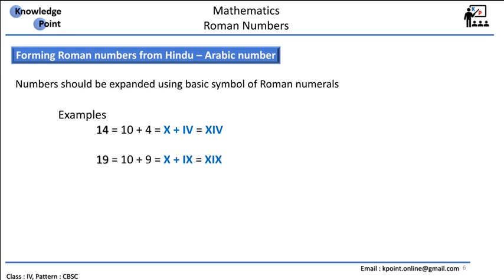19 can be split as 10 plus 9. For 10 we are using the symbol X, plus for 9 we are using the symbol IX. So all together it's combined as XIX.